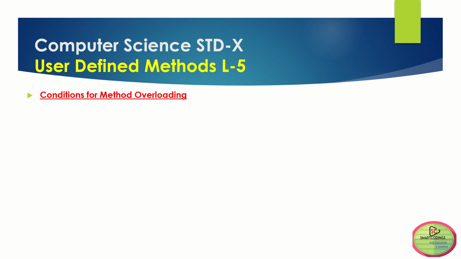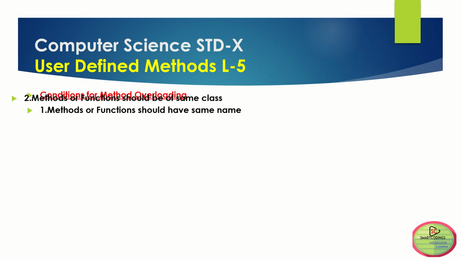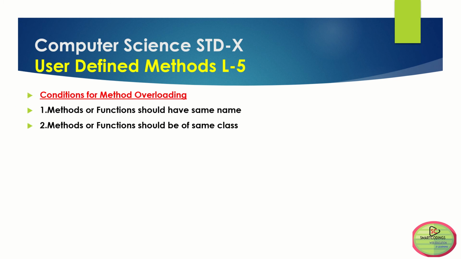Conditions for method overloading. Method overloading can be achieved only when three conditions are fulfilled. First, methods or functions should have the same name. They must have the same name. Second, they should be of the same class. It is not that the methods are of different classes. In the same class, methods should be declared.